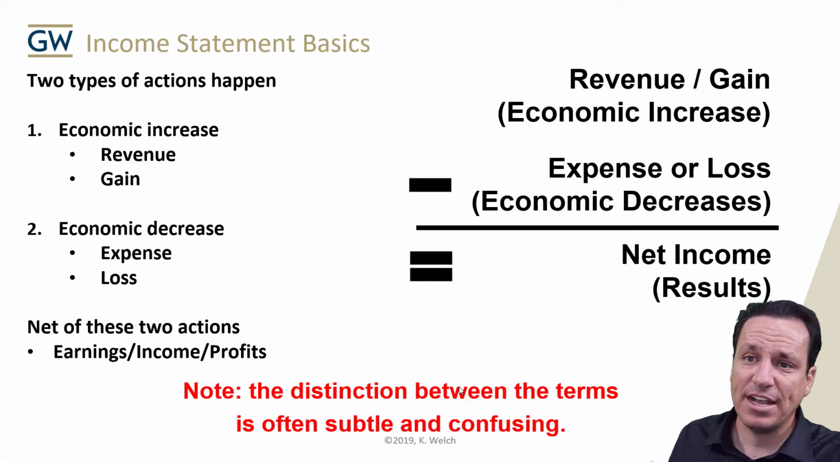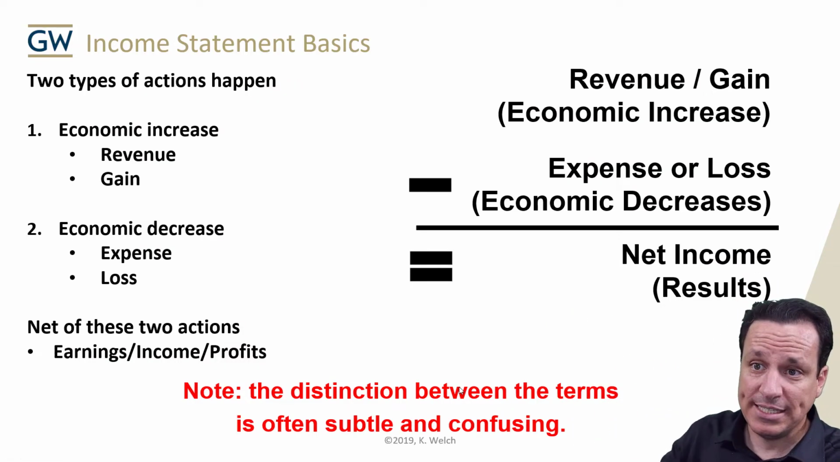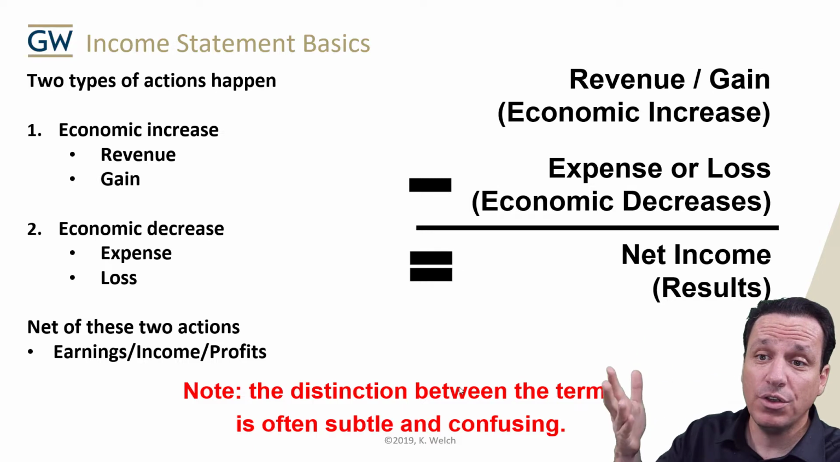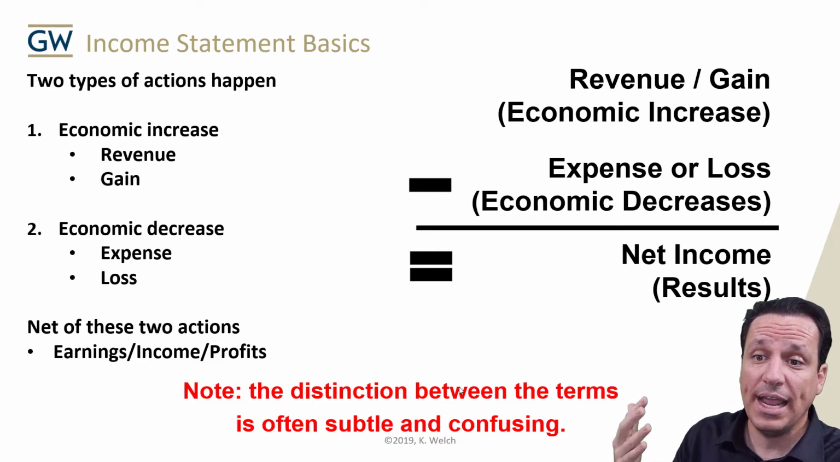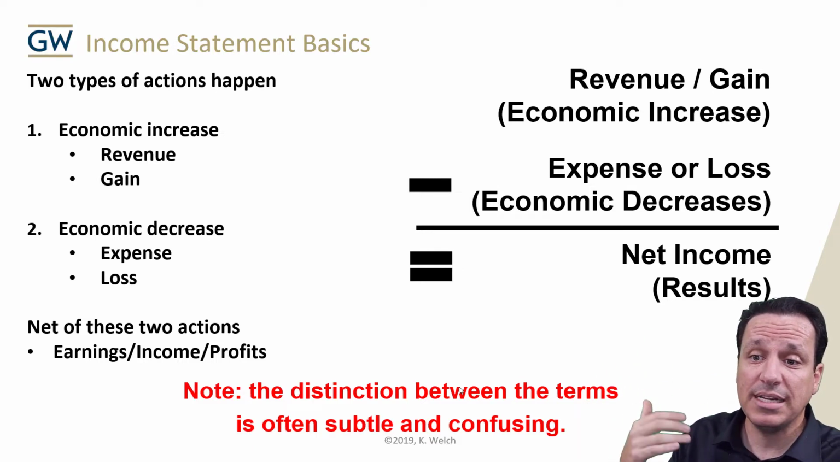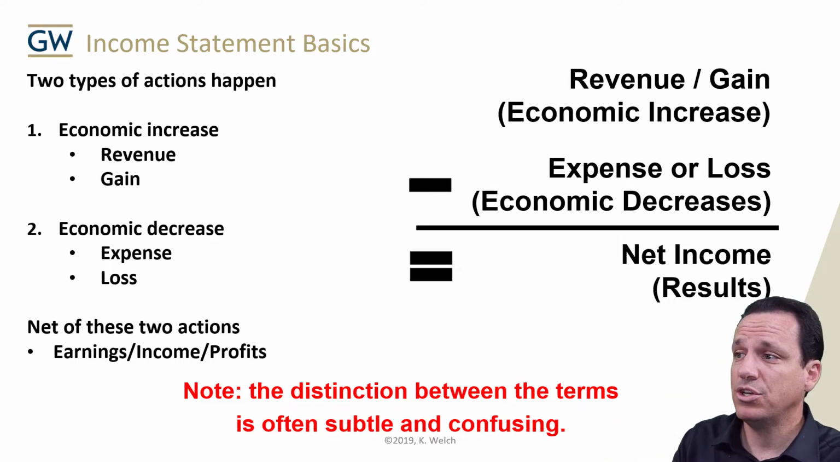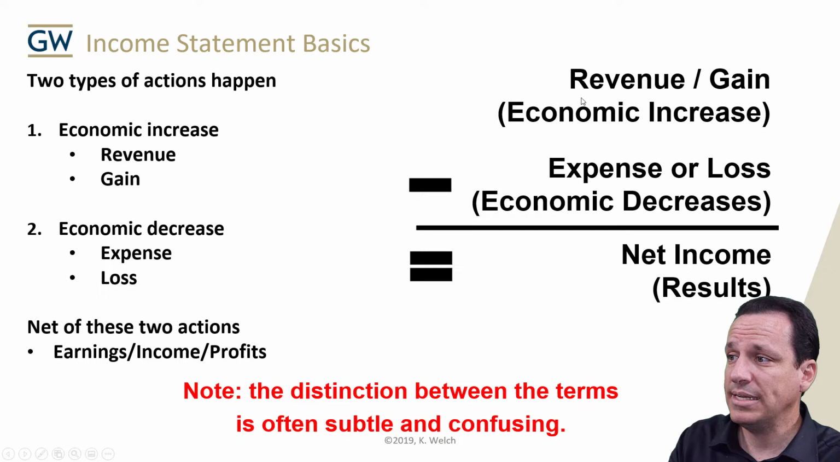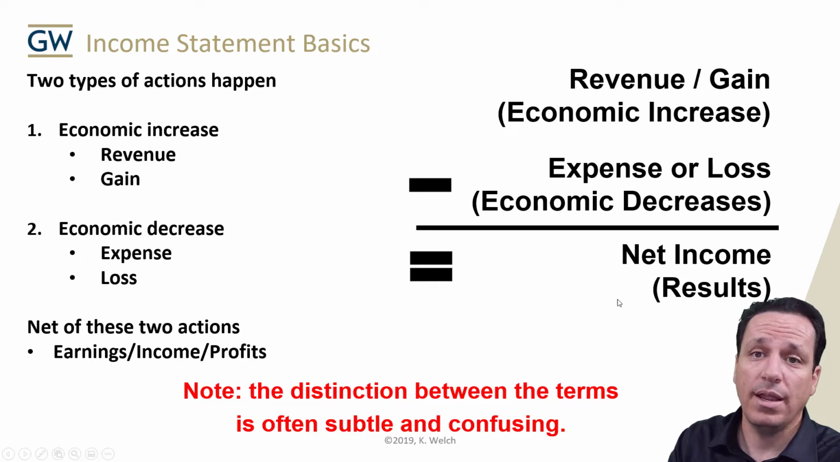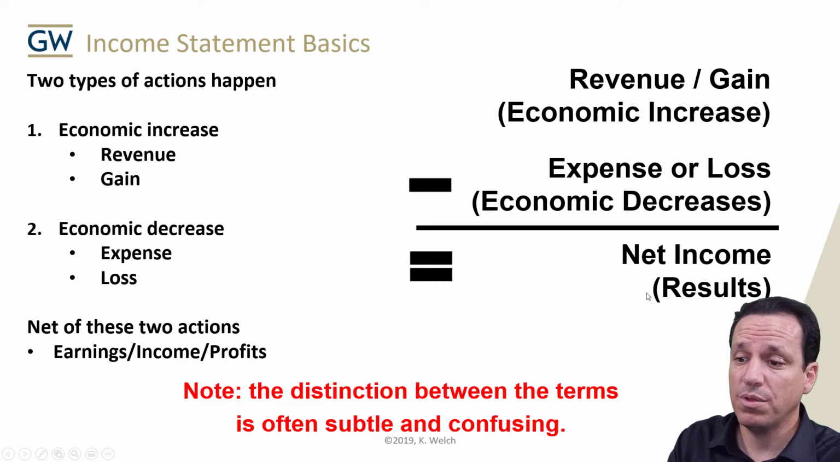So there's two types of actions: economic increases, economic decreases. And if you have an economic increase, your debate is between a revenue or a gain. An economic decrease is an expense or a loss. Net income is the net of these two transactions, right? So you'll have revenue and gains, economic increases, less expenses or losses, economic decreases, equal net income. And that's the results for the period of time.